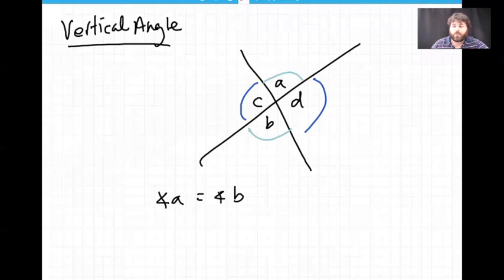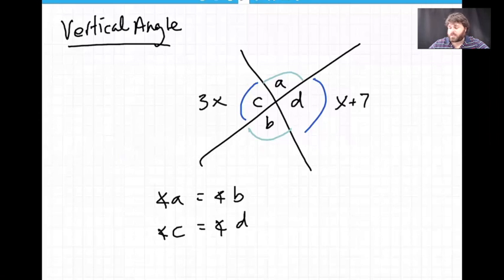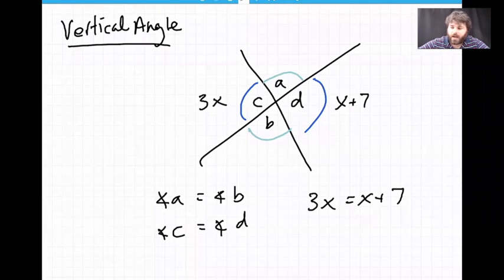And these again are called vertical angles when they're across the way from this intersection of two lines. So all you've got to do is know that you could set up an equation. If C was 3x and D was x plus 7, you could say that 3x equals x plus 7. Okay? Just remember that vertical angles are equal. All right?